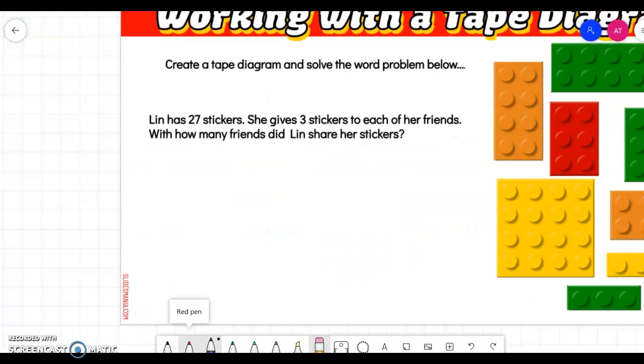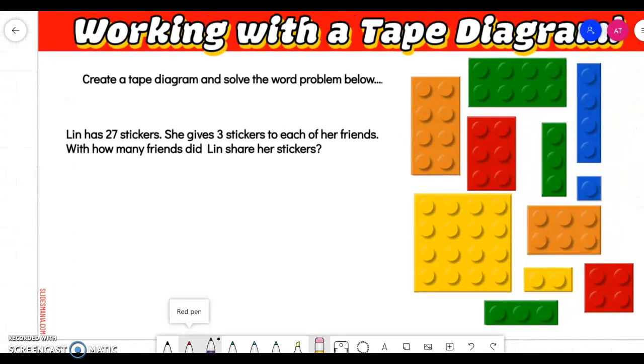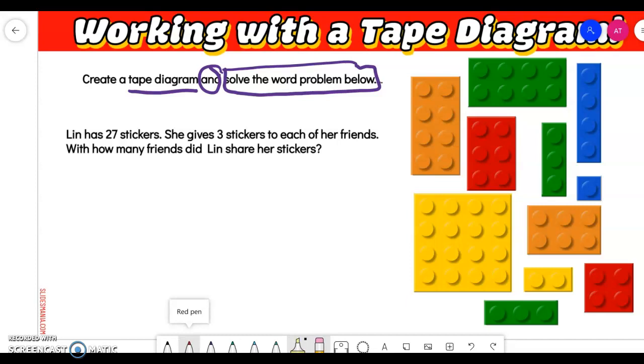All right, we're going to go over one more in order to have you move on to your Summit practice. So let's look at this. The directions say create a tape diagram and solve this word problem below. So that's crucial. Make sure we read the directions and see if there's 2 parts or just one. In this part, it's 2, because I need to make a tape diagram and solve the word problem. So I'm going to read what this little story says. Lynn has 27 stickers. She gives 3 stickers to each of her friends. How many friends did Lynn share her stickers with?